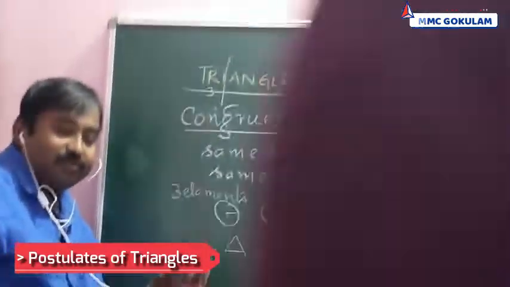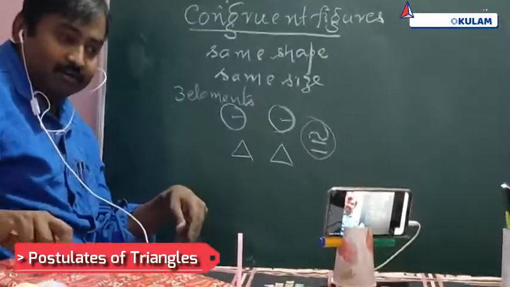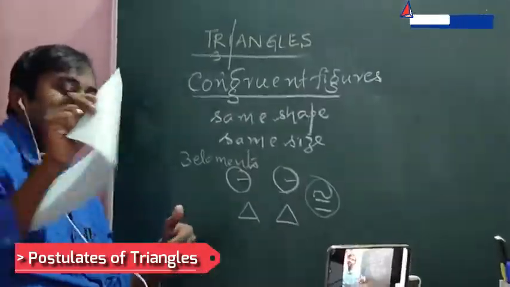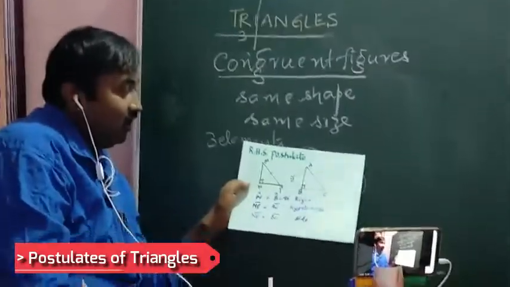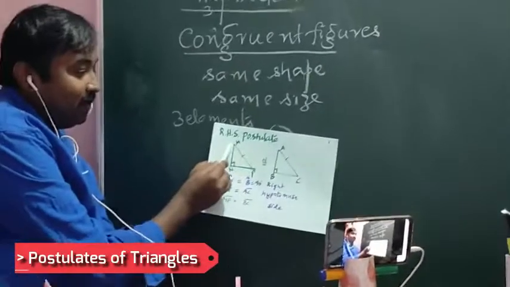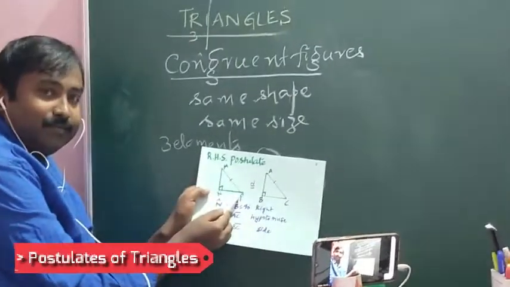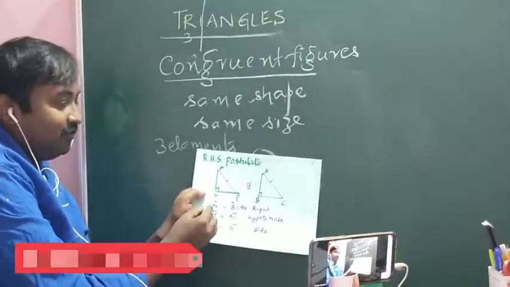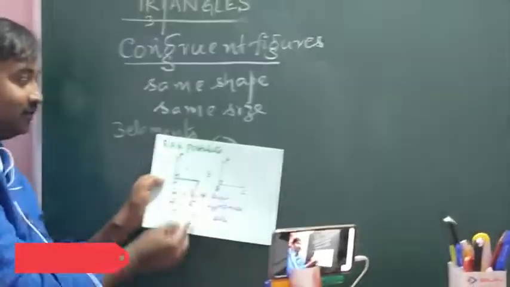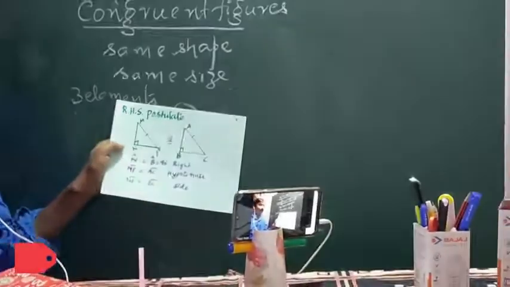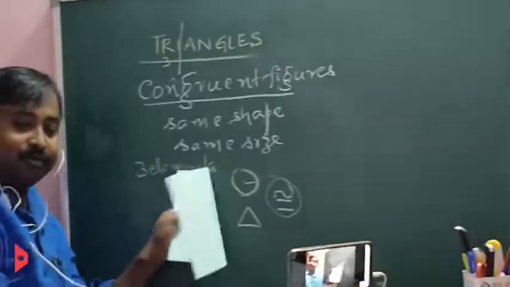Can you tell which is the last one? Let's take it. Okay. RHS postulate. R means right angle, 90 degrees, hypotenuse, and one side. The hypotenuse is the longest side. This is what RHS postulate is.